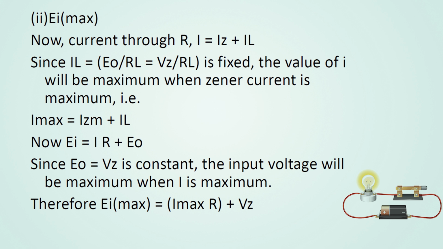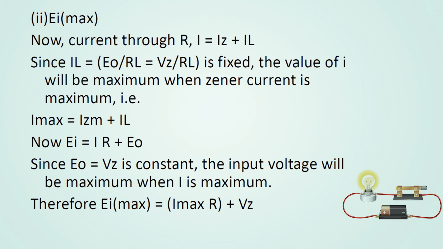The current through R will be I equal to Iz plus IL. Since IL is equal to E naught upon RL, or Vz upon RL, which is fixed, the value of I will be maximum when the Zener current is maximum, that is I max is equal to IZM plus IL.